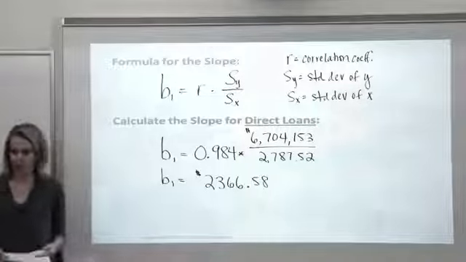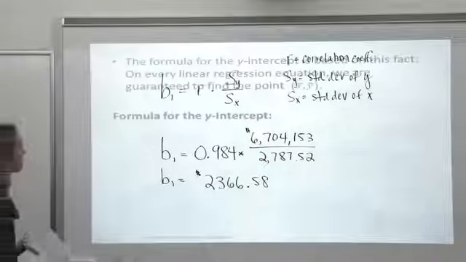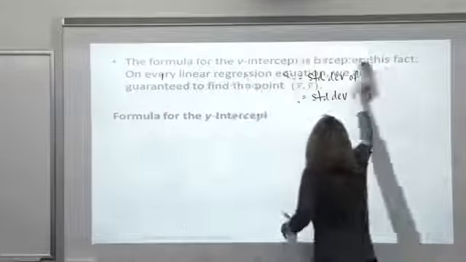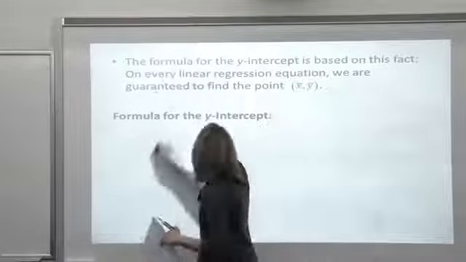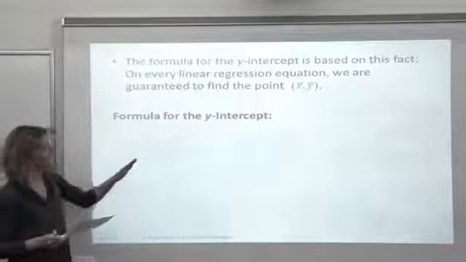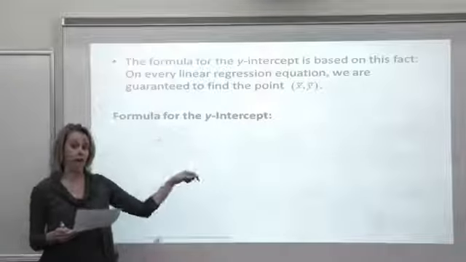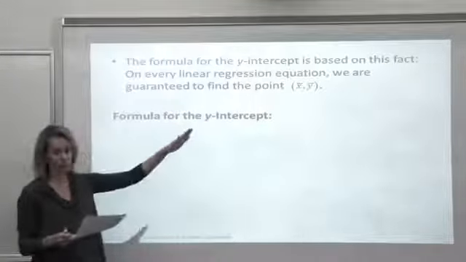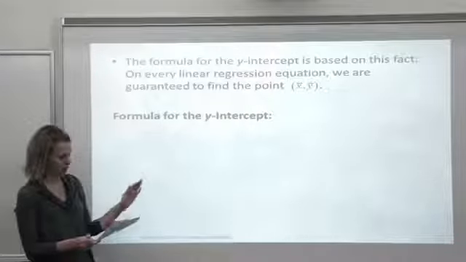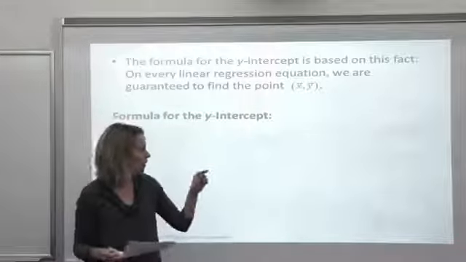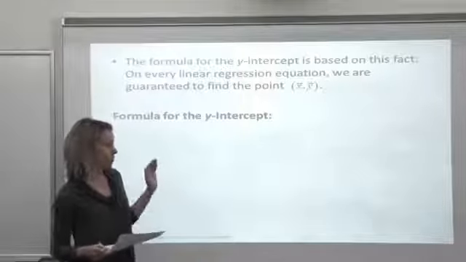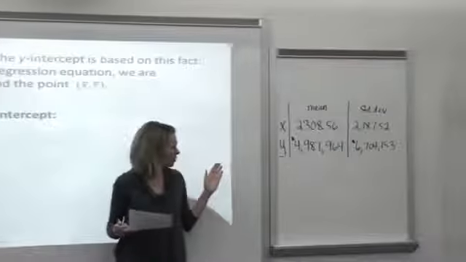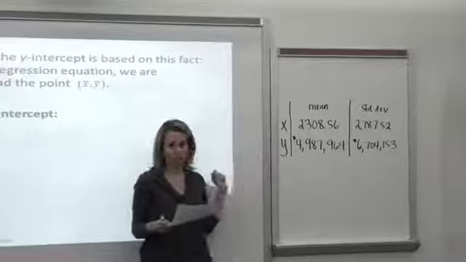All right, how about the value of the y-intercept? Where's that come from? The formula for the y-intercept is based on the fact that every linear regression equation is guaranteed to go through the point (average x, average y). So if you know what the average x value is and the average y value is, that's going to be a point on your regression line. You could look back at your summary information on the previous page. The average number of loans was like 2,308.56, and the average loan value was almost 5 million. That's going to be a point on the line.